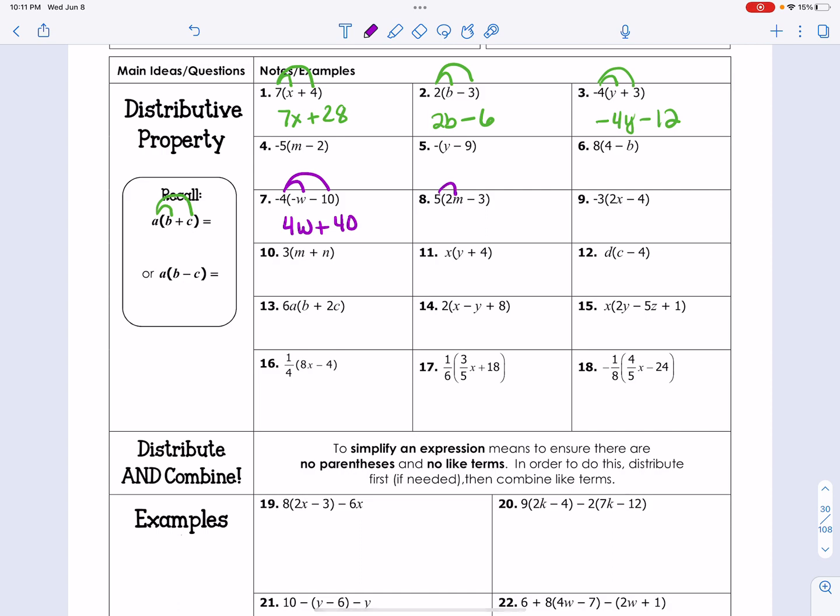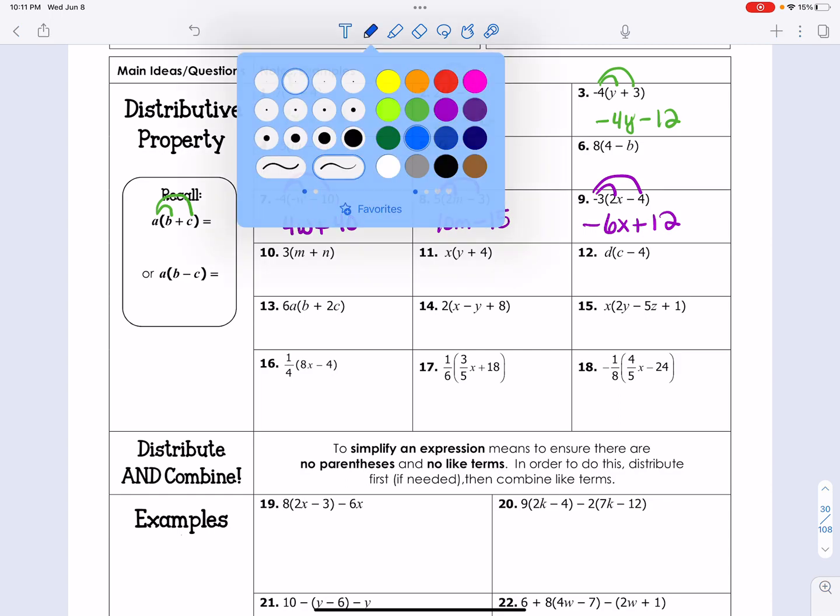So this would be 10m minus 15. Be careful with your signs. So when you times them by a negative, that would become a negative 6x. A negative and a negative is a positive 12. Okay, I would like to jump to number 13 because then it gets some letters.